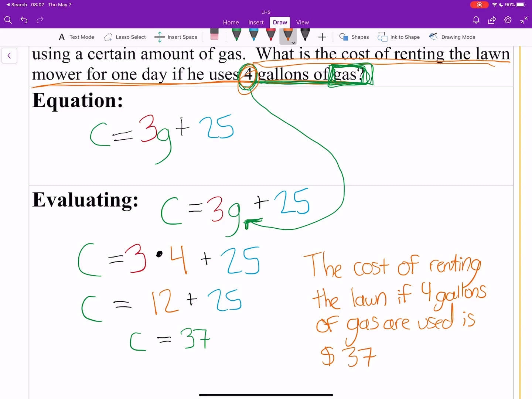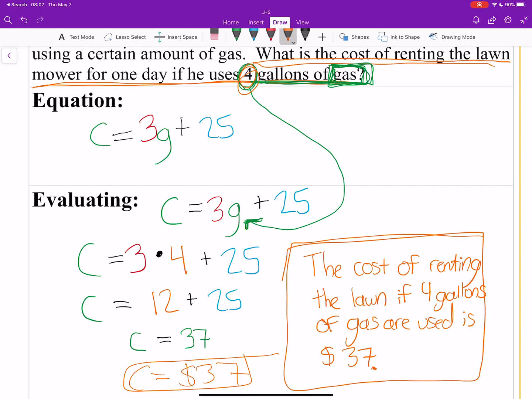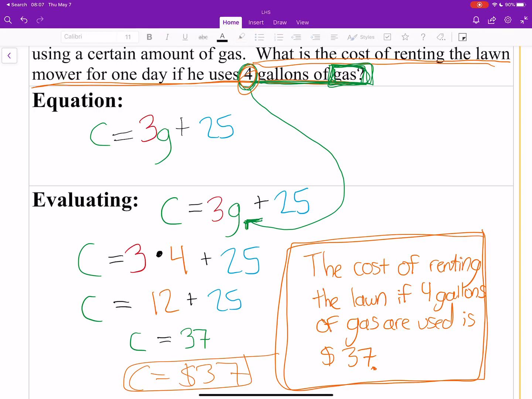I'd be totally fine and I'd accept the answer if you just wrote C equals $37. I just want you to connect it back to the problem and include the $ sign. So the cost of renting the lawnmower if 4 gallons of gas are used is going to be $37. And we could figure out exactly how much it would cost for any number of gallons of gas that we decided to use. So that's kind of cool.